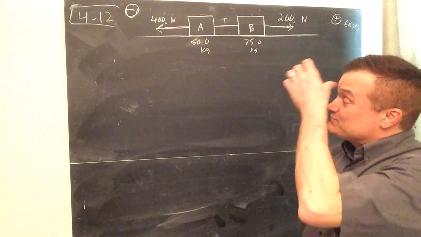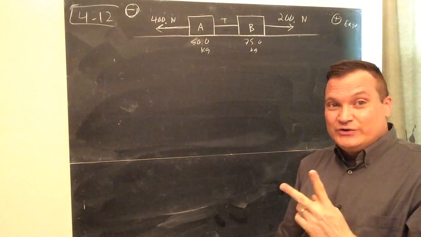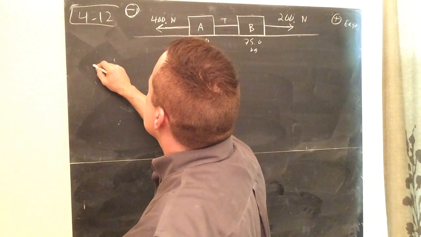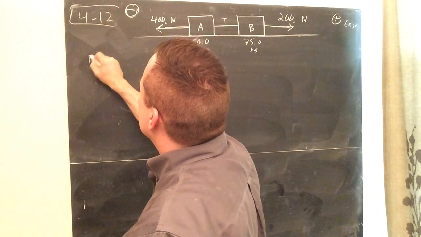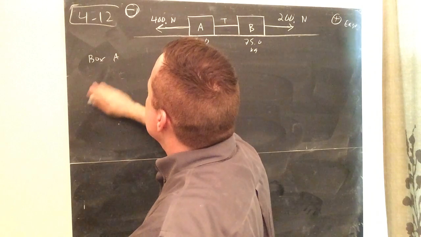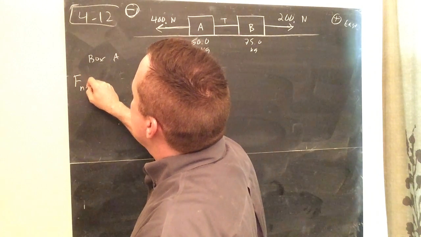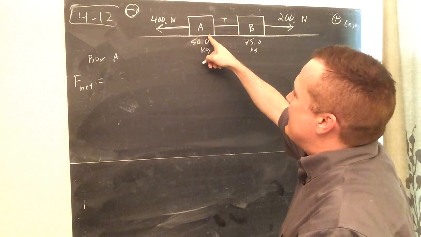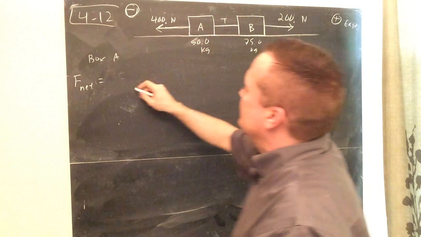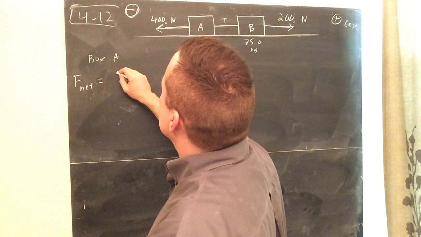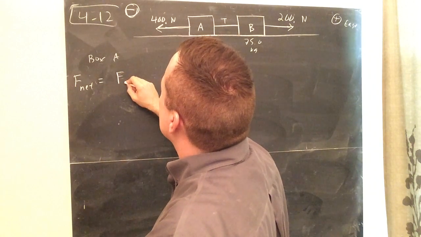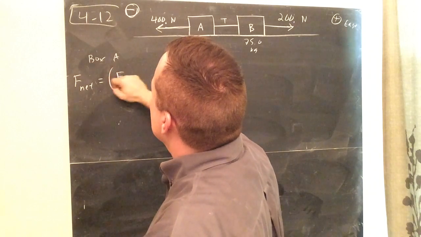Now, how will we do this problem? We're going to make 2 net force equations, one for A and one for B. So for box A, the net force on A is equal to what? What things can determine A? Only look at the ones that are directly on it. It'll be the 400 Newton force. Maybe I'll call it force 400. I don't know. We'll give it some name.